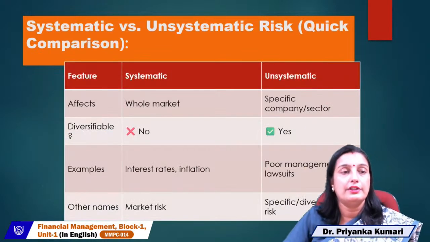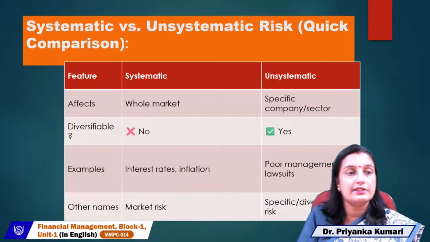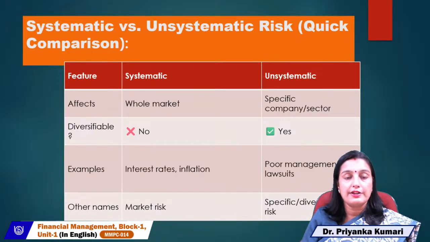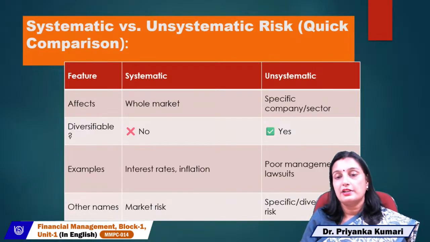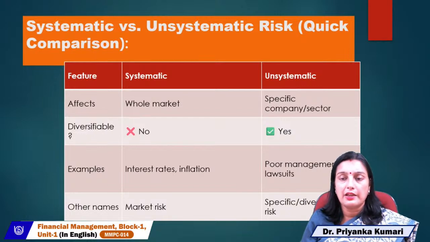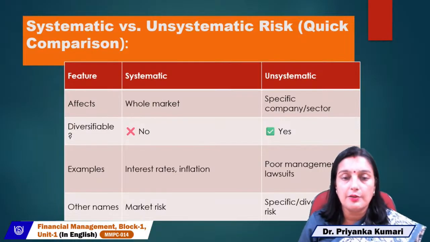So here I have done a systematic and unsystematic risk analysis, a quick comparison. Here you can see that systematic risk affects the market as a whole. Unsystematic risk affects a specific company and a specific sector, like the banking sector. If there is a recession in the banking sector, it will happen only to the banking sector. If there is a recession in the IT sector, it will happen only to the IT sector. So it cannot happen to all the sectors, pharmaceuticals, banking, infrastructure, in one go. So unsystematic risk can vary from company to company.